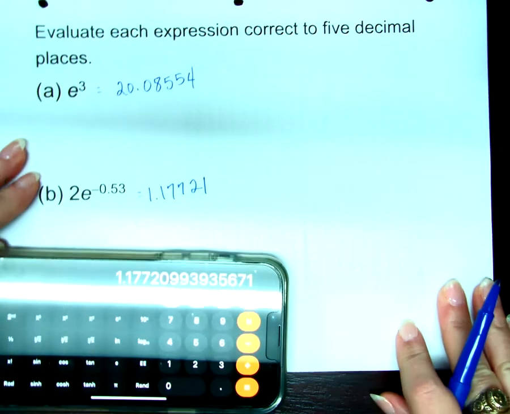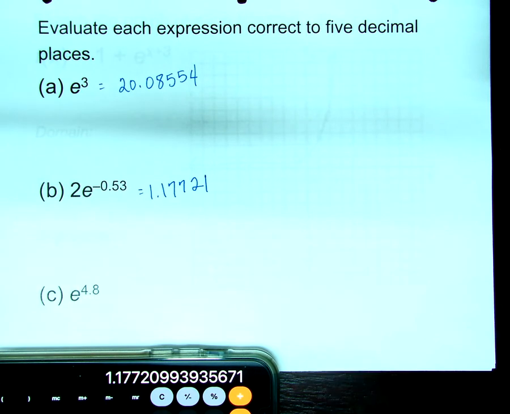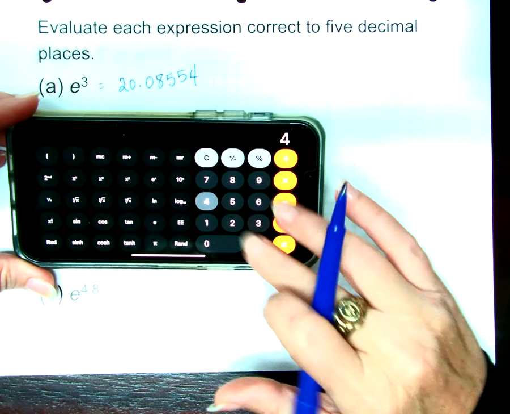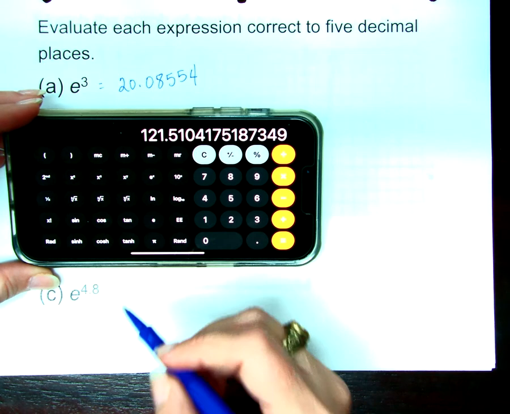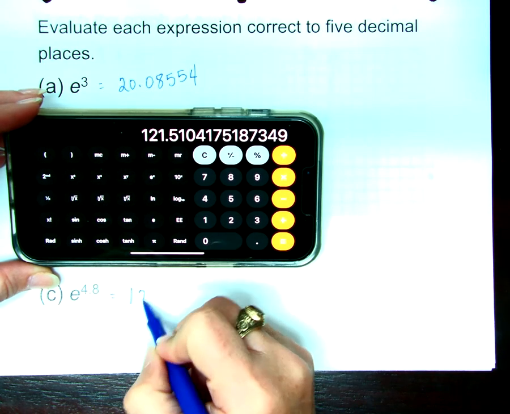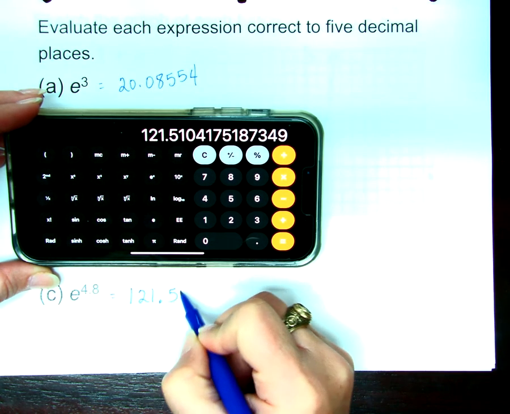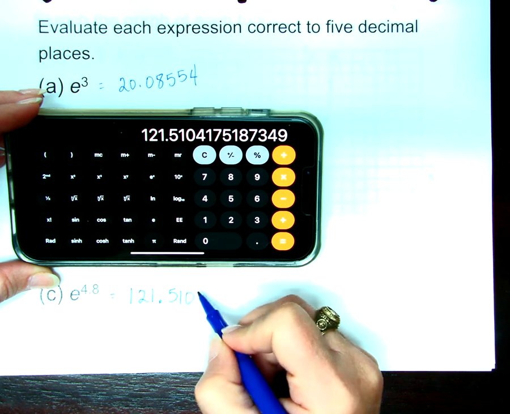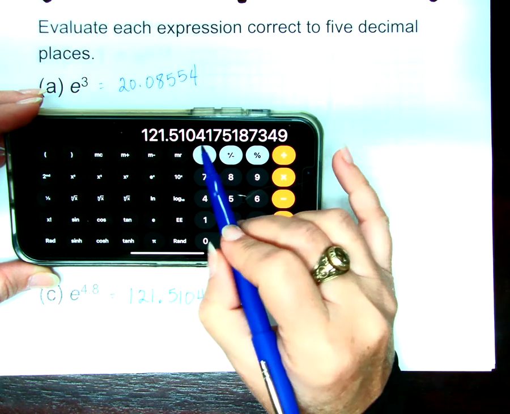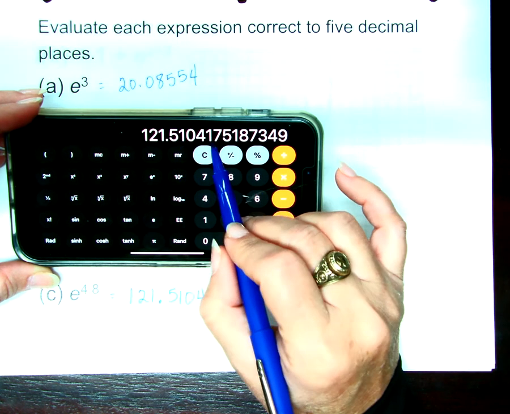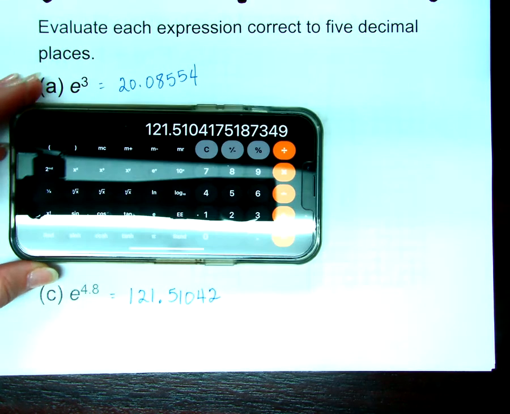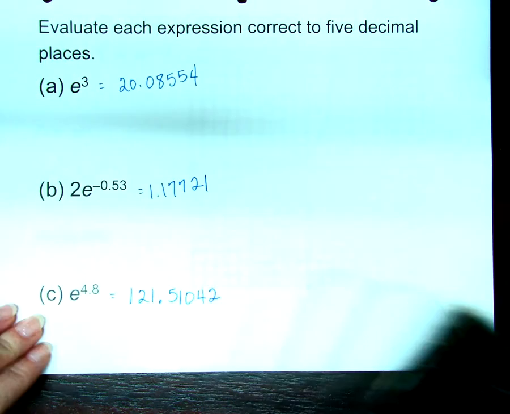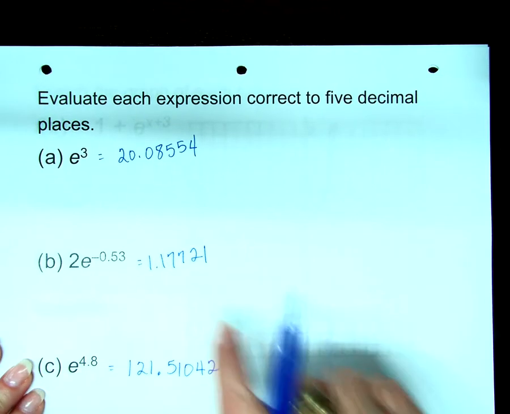And last but not least, e to the 4.8 power. So 4.8 as the exponent of e. Again, 5 decimal places. That's going to give me 121.510, going to the fifth decimal, 1, 2, 3, 4, 5. So I look at the sixth digit, that's higher than 5, so I'm going to move that to a 2. Does that make sense? That's how to evaluate expressions with an e in it.